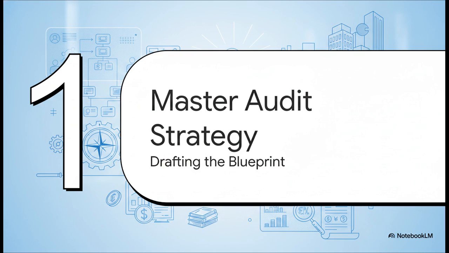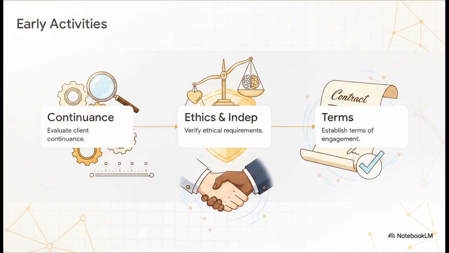We really have to begin our investigation at the very beginning, strategizing the approach to make sure the work stays controlled and the costs are actually reasonable. Now, before even looking at a single number, auditors have to do a rigorous background check. These preliminary engagement activities mean you evaluate client continuance, verify ethical requirements and independence, and establish the exact terms of the engagement. Basically, you have to be 100% sure you have the independence to do your job objectively, and you absolutely must verify that management possesses true integrity before you agree to audit them.